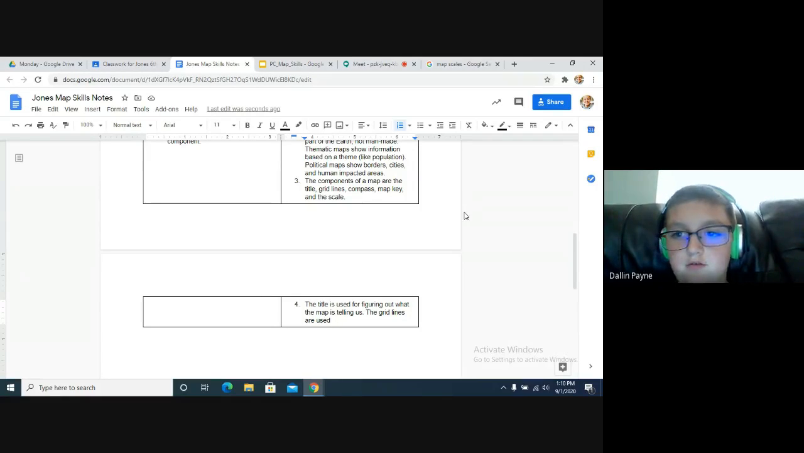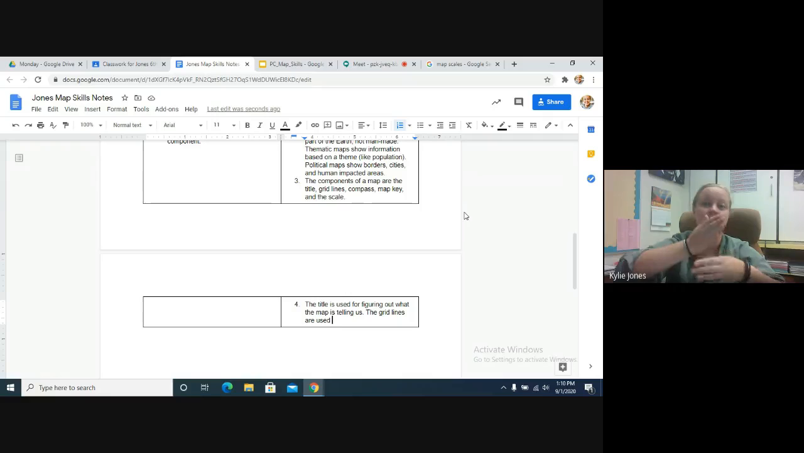Wait, so Arizona's on the equator? No, grid lines cross all over the place. Right.